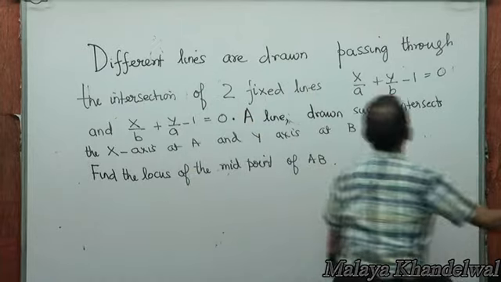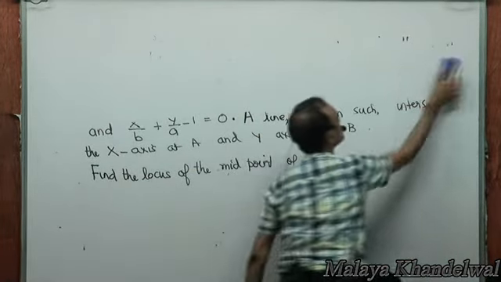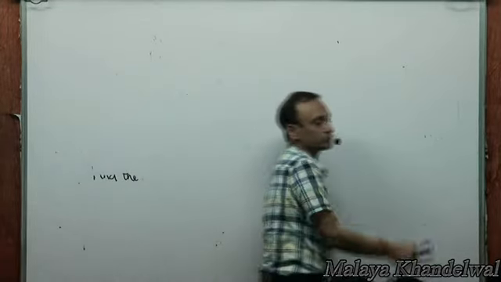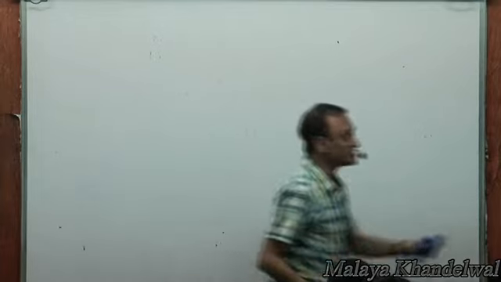Now, what we do is, any line passing through their intersection in general can be written as a linear combination of the two lines. Yes or no?